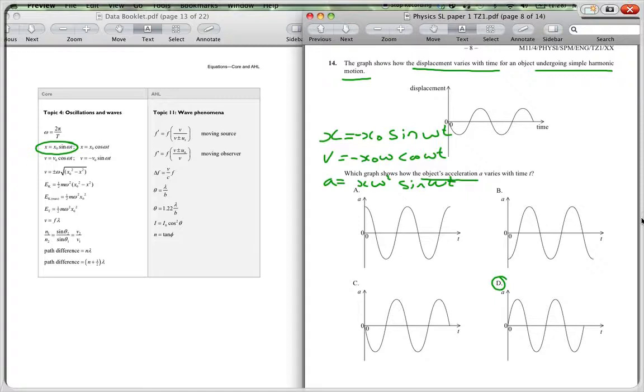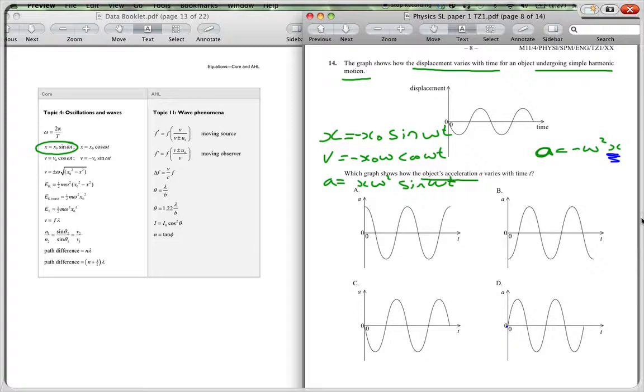But probably the easiest way to do this is just to use our definition for simple harmonic motion, which is a equals minus omega squared x. So your acceleration is always in the opposite direction. When we look at these three graphs here, this one is going in minus. So I'm looking at a graph that is doing the same thing, but proportional. As the one increases, the other increases, but it's always in the negative. So it would be this one over here. That is the only one proportional to the negative graph that we have.